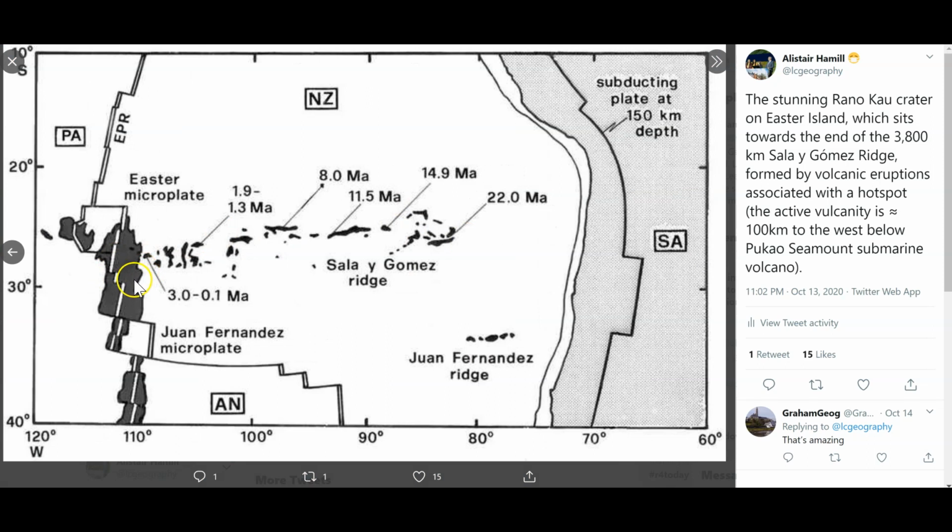And this map shows you exactly the age. So what you've got here is a spreading ridge, constructive plate margin. You've got a subducting plate, destructive plate margin here. So the plate is moving from here to here, and the hotspot is staying here. So as the plate moves over the top of it, as you move further away, there's this linear pattern of age increasing and the islands then being eroded and going under the water.